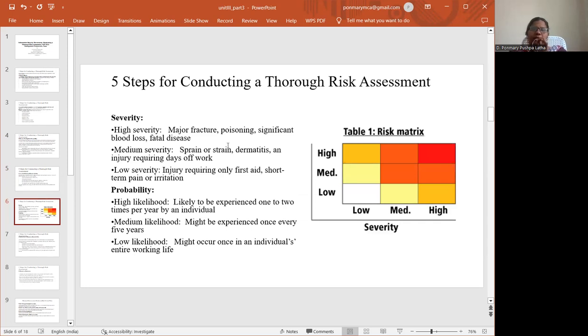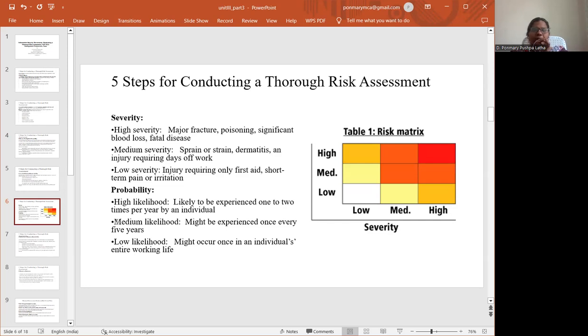When you do the assessment, it is based on the severity, whether it is high severity, medium severity, or low severity. For example, high severity, severe blood loss. So that is a high severity. In the medium severity, maybe a little sprain or strain. So that may be a medium severity. Low severity, maybe just short term pain or an irritation.